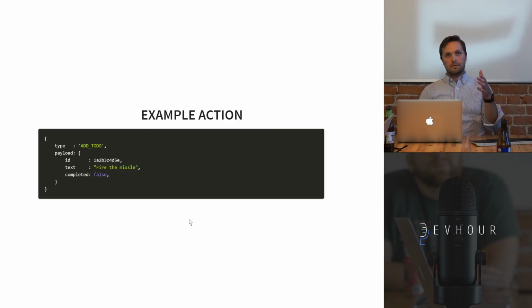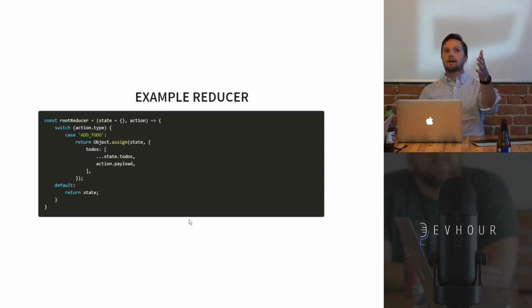And we have an example action. Let's look at an example reducer. So, like we said before, a reducer takes the previous version of the state. It's passed in as a parameter, the first parameter in this reducer function. And it takes an action, and it returns the next version of state.